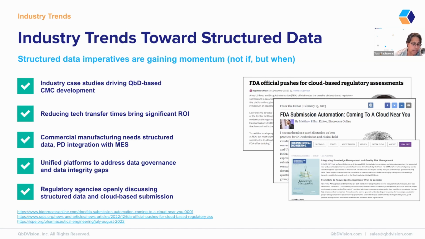So they're really advocating this, especially for some of the new complex therapies that are out there. Reducing tech transfer times is a mandate in many organizations. I think it was something that got exposed a little bit during the pandemic, and people realized that they have to be able to get these times down from the 24 months that it takes today to 3 to 6 months, and that can bring significant return on investment in doing so.